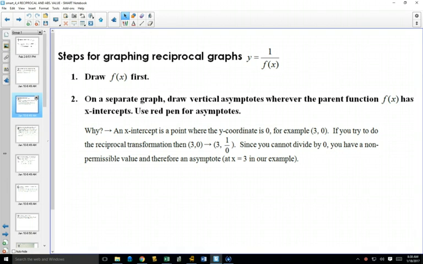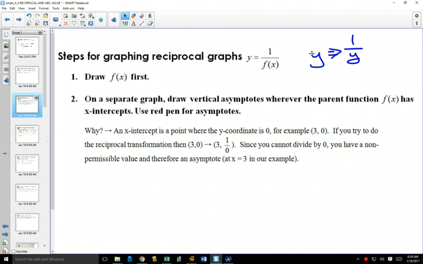what you're going to start with is you're going to look for your x-intercepts. And you're going to draw vertical asymptotes where you have x-intercepts. And the reason for that is if the only thing that's happening is your y values are changing to 1 over y, what are the y values at an x-intercept? 0. They're 0. And if you have 1 over 0, that makes a non-permissible value. So it makes sense that you would have either a hole or an asymptote here. But what's going to happen in all 1 over f of x graphs is you will always have asymptotes. So that's your first thing.